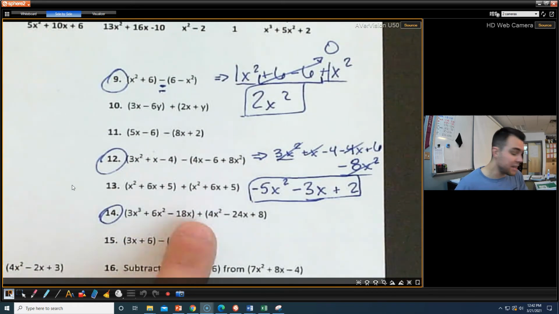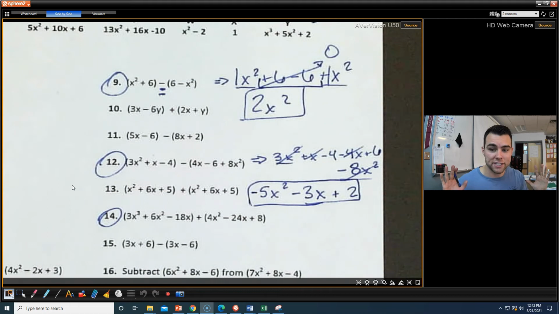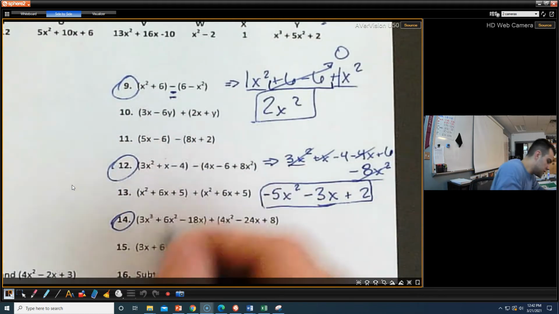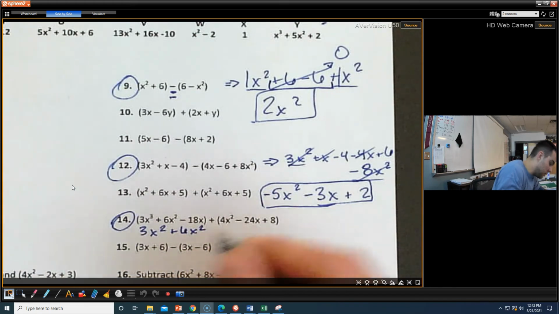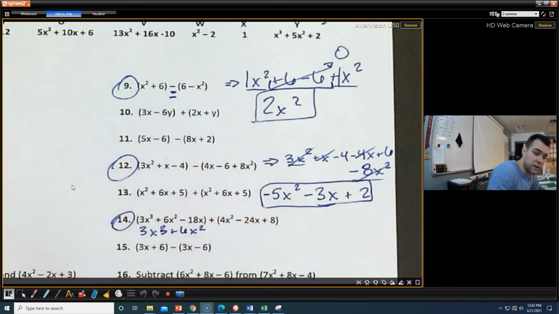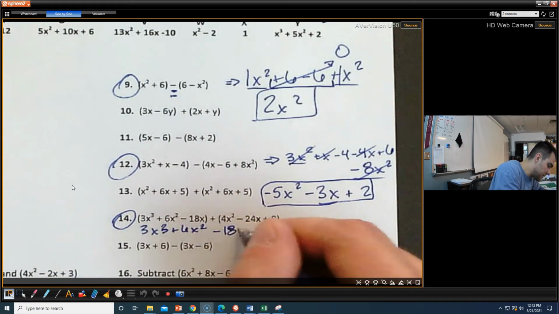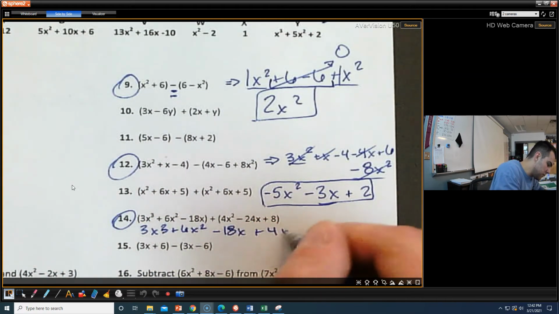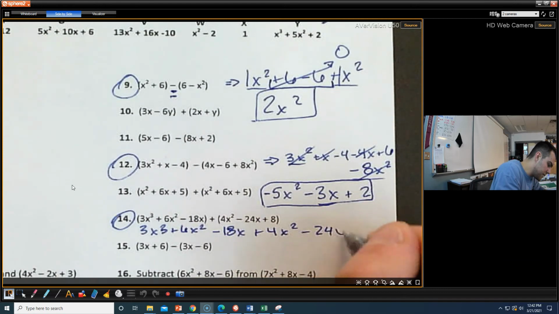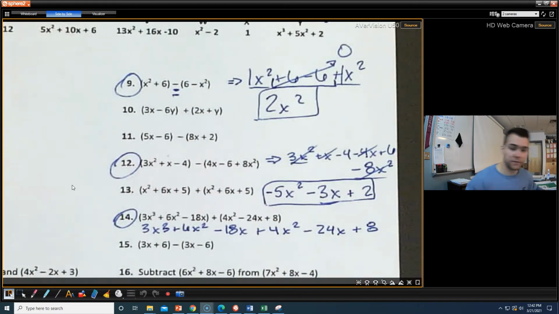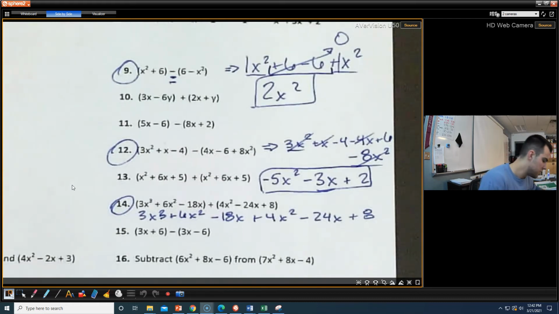Again, because I am adding, I'm just going to drop my parentheses. I'm not going to do anything else. So this turns into 3x to the third plus 6x squared minus 18x plus 4x squared minus 24x plus 8. Everything stayed the exact same. I just need to combine like terms now.